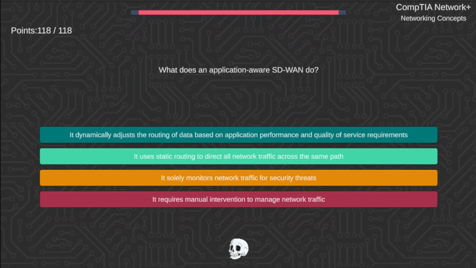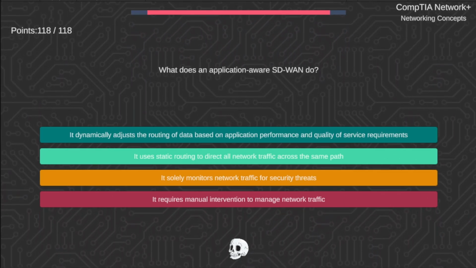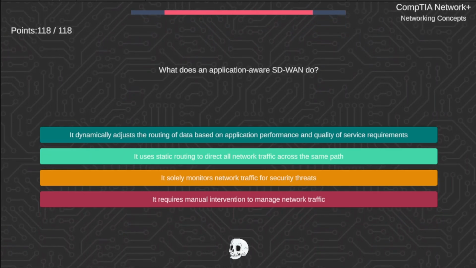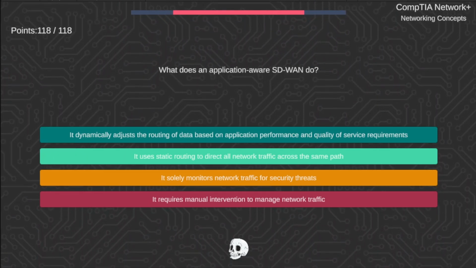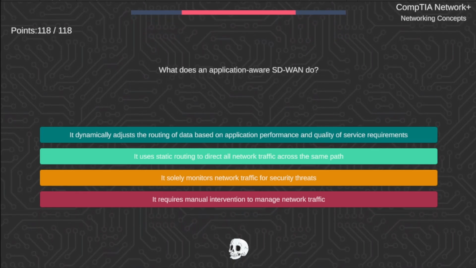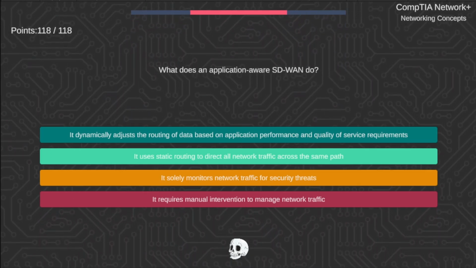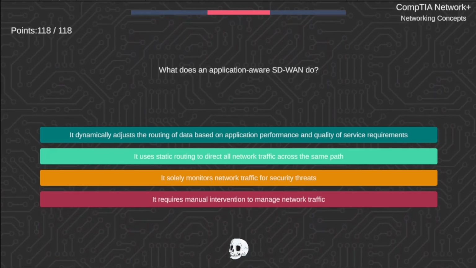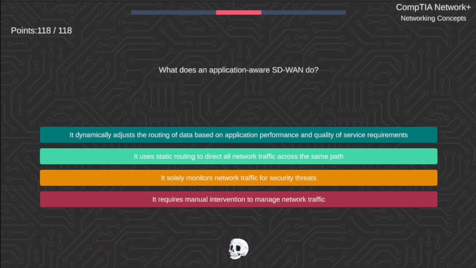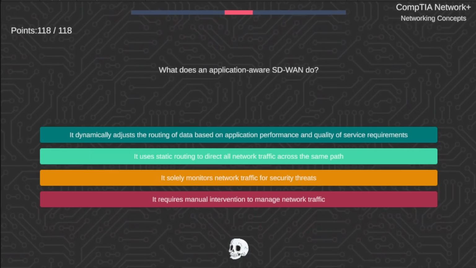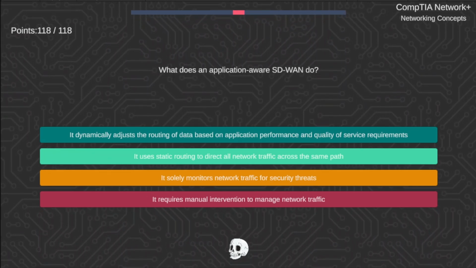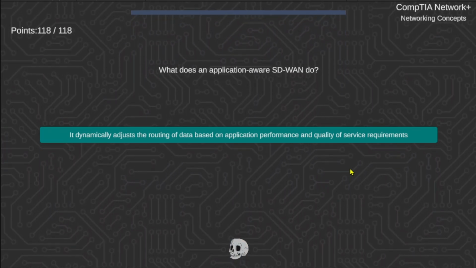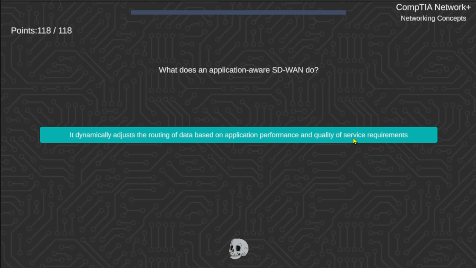What does an application-aware SD-WAN do? It dynamically adjusts the routing of data based on application performance and quality of service requirements. It uses static routing to direct all network traffic across the same path. It solely monitors network traffic for security threats, or it requires manual intervention to manage network traffic. Application-aware SD-WAN. Correct answer is it dynamically adjusts the routing of data based on application performance and quality of service requirements.